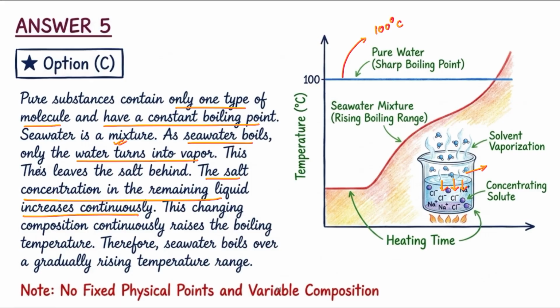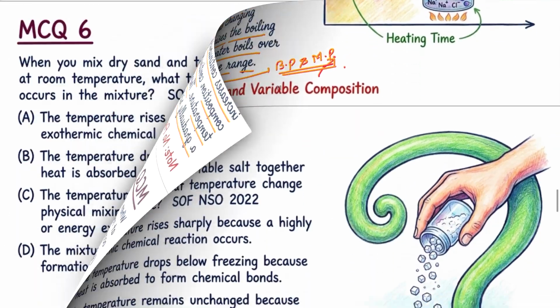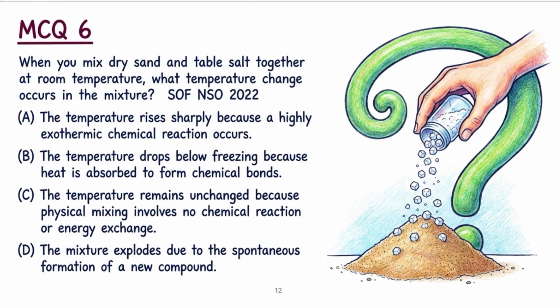That's why this is the boiling point of pure water, 100 degrees Celsius, and there is a gradual increase in the boiling point of the mixture. Now question number 6. When you mix dry sand and table salt together at room temperature, what temperature change occurs in the mixture? See that during the formation of a mixture, no energy change takes place.